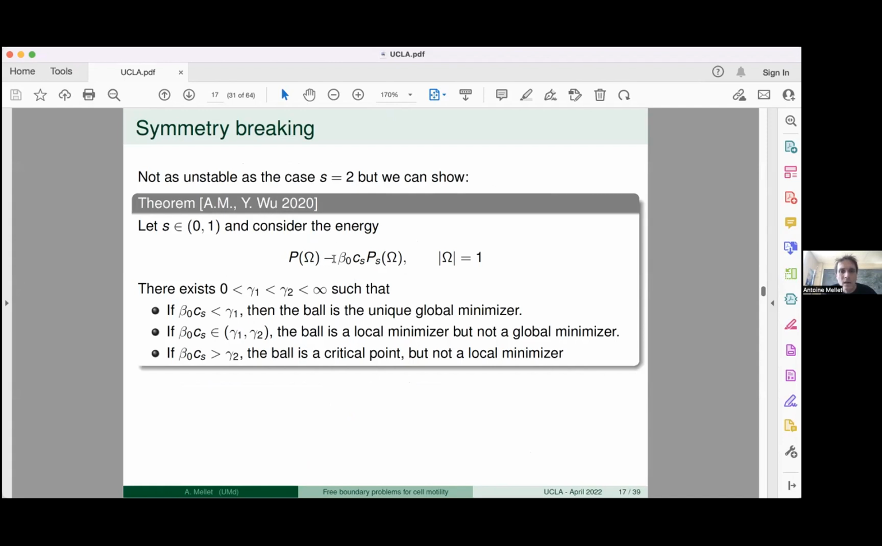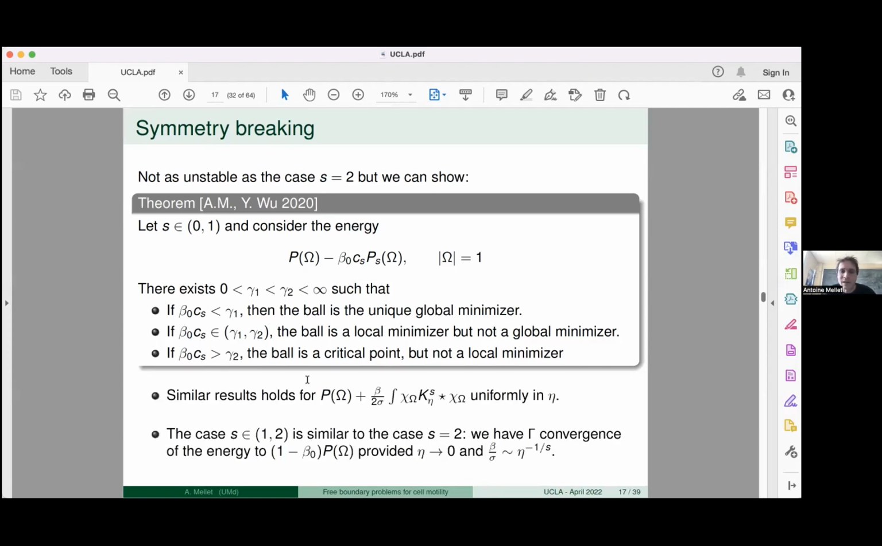So that if beta 0 times C_S is small enough, the unique minimizer, the global minimizer, is a ball. If it's a little bit bigger, the ball might still be a local minimizer, but it's no longer the global minimizer. And if it's even bigger, the ball is still a critical point always, of course, but it's not even a local minimizer, right? So we get something where the ball becomes very unstable.